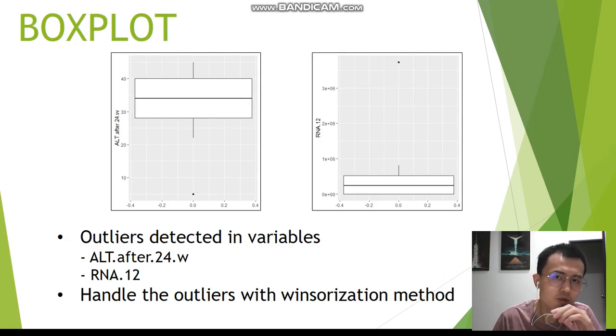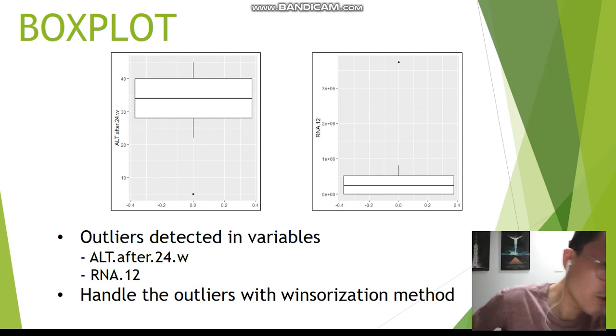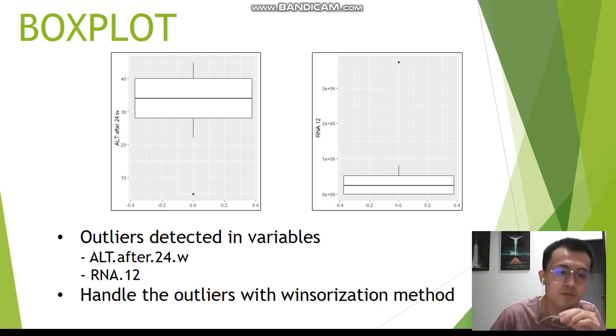So generally, there is no missing data in the dataset, and then we try to identify the presence of outliers in the dataset using the box plot visualization. Based on the box plot, we are able to identify the outliers in two variables, which are ALT after 24 weeks and RNA 12. Then we handle the outliers with the visualization method. In other words, we replace the outlier with the next highest value or the next lowest value in the variable.